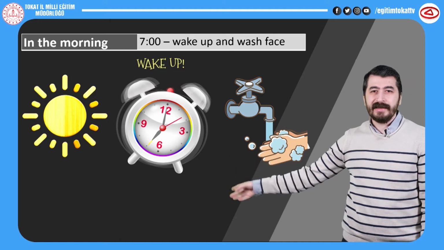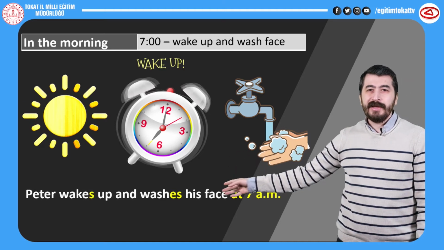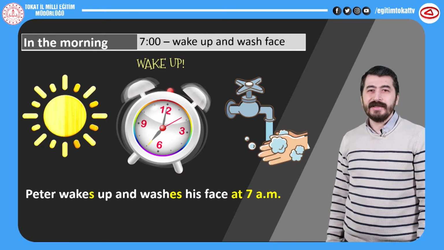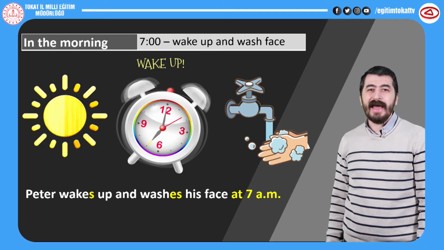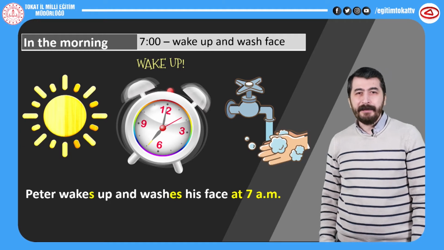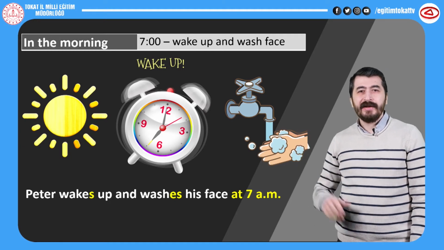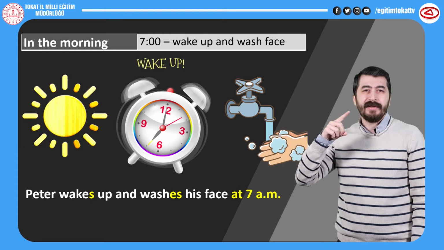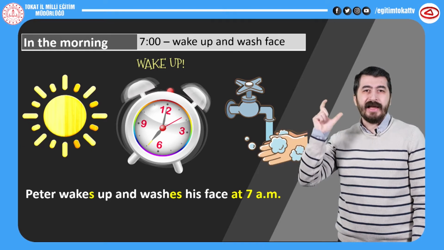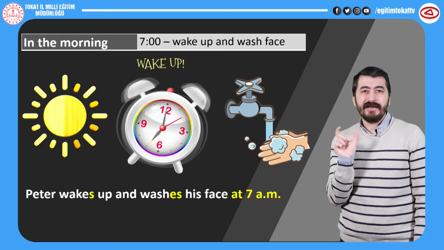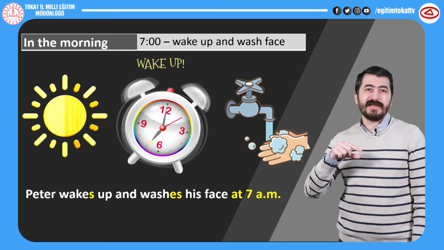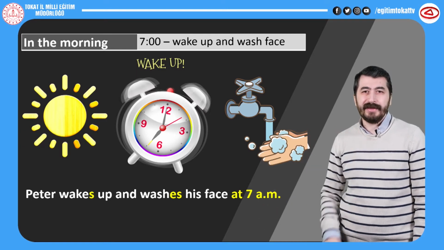Let's make a sentence. Peter wakes up and washes his face at 7 a.m. After 12 in the night we say a.m., until 12 o'clock in the afternoon we say a.m. Afternoon we say p.m. Don't forget.